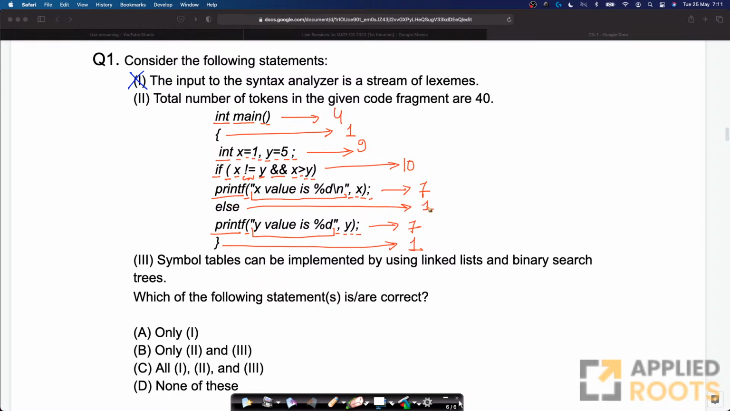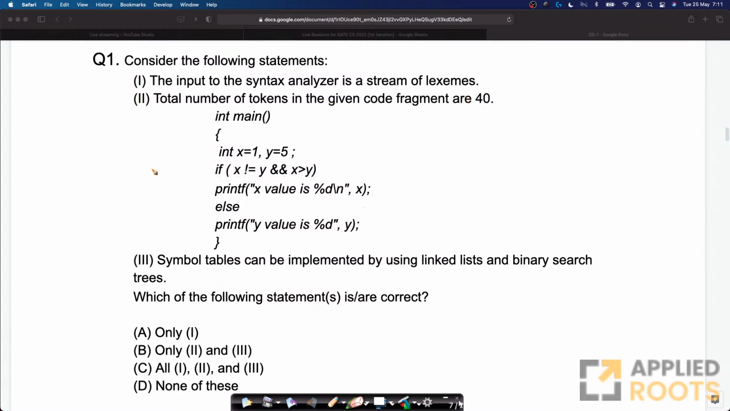Else is 1. Okay, so if you count these, 7 plus 7, 14, plus 2, 16. So this is 16. 16 plus 4 is 20. 20 plus 10 is 30. 30 plus 10 is 40. So you get the 40. So this statement is true. Very simple. So the first statement is incorrect. Second statement is true. Because you have none of the above, you have to be careful, right? You can't just say, hey, because 2 is there and 1 is not there, I'll just say B is the answer. Because none of the above is also there, you have to be careful.